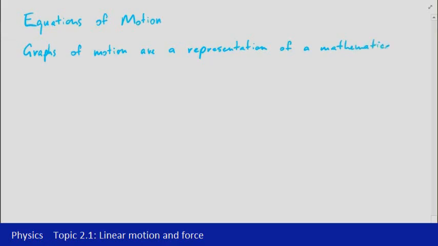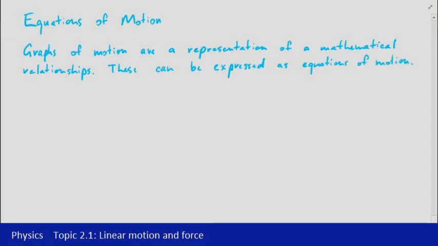And so what we can do with those mathematical relationships is to express them in an equation. So what we'll do in this video is actually derive those equations and give you a bit of a sense of where they come from. Having said that, the derivations that we'll go through here, they're not essential for you to be able to reproduce. They're just to show you that these equations actually are linked.